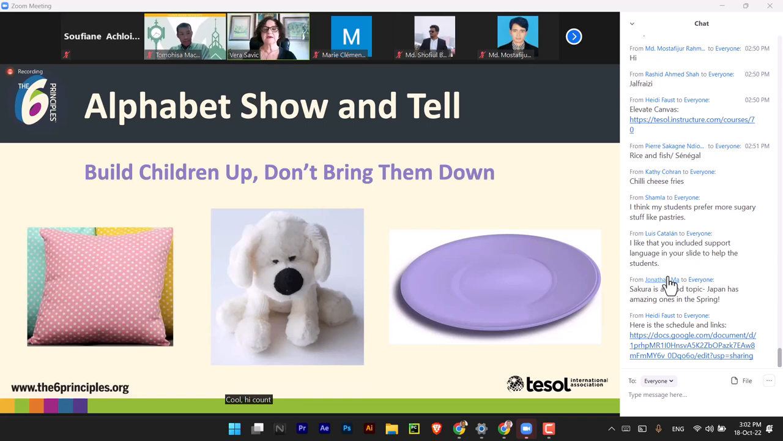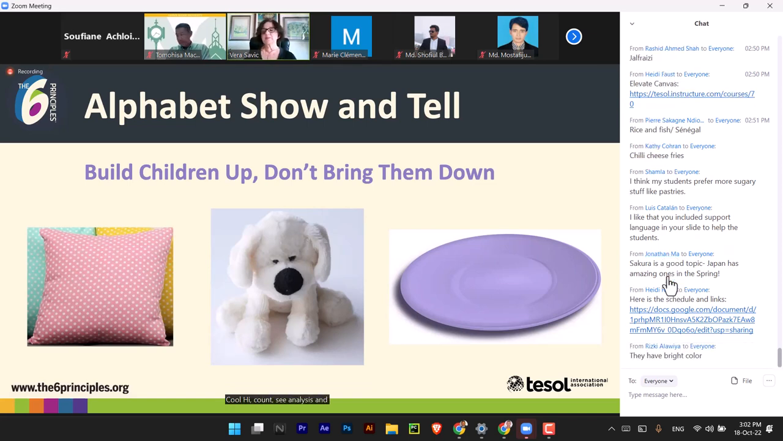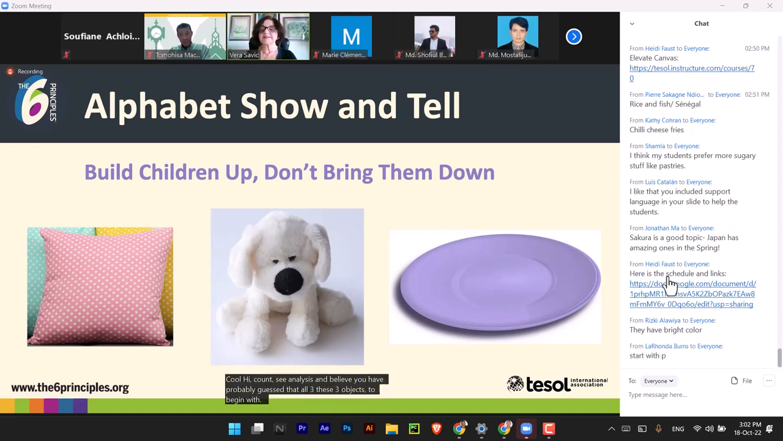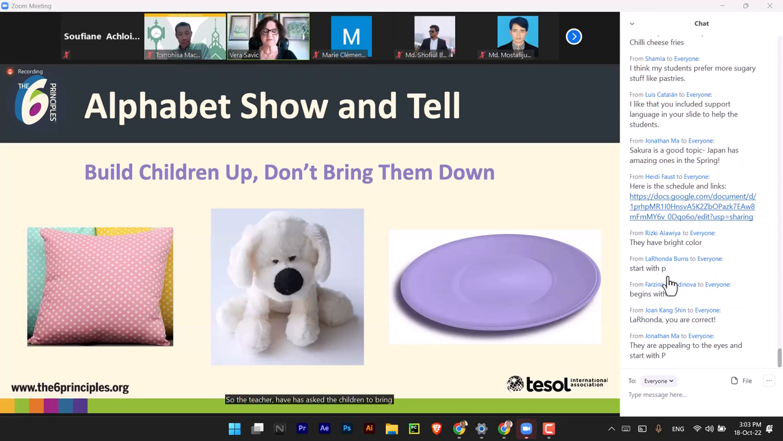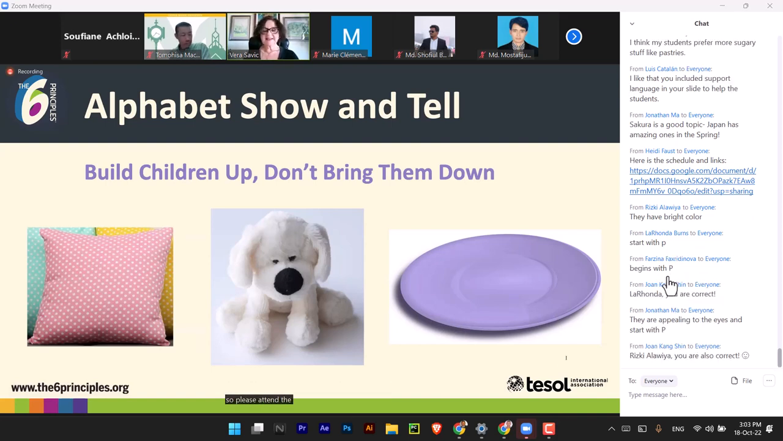I can't see any answers, but I believe you have probably guessed that all these three objects begin with the letter P. The sound P, actually, and the English names are pillow, puppy, and plate. So the teacher has asked the children to bring some objects beginning with the letter P from home and to present them to their peers. Here's what the children are saying, and I would like you to focus on the teacher's feedback. So please join the next slide.